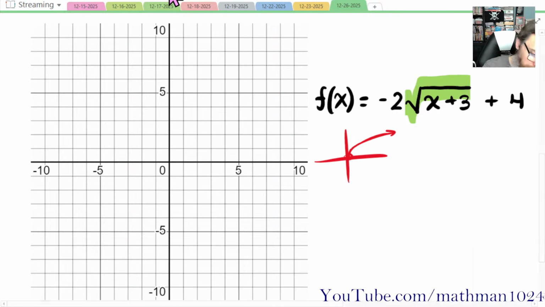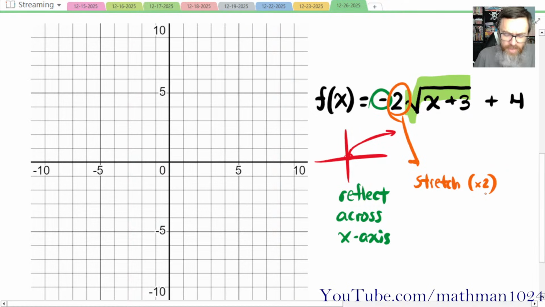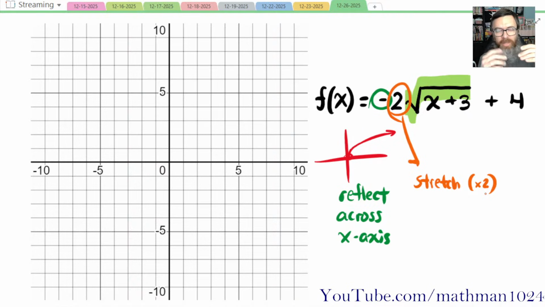Okay? This negative that's in front means that we will reflect across the x-axis. That means what typically we would say is like it turns it upside down. Okay. The 2, so let me do this. So this 2 indicates a stretch by a factor of 2. So all of the key points we would have had for the square root function, we'll now take those vertical changes and multiply them by 2. So it's going to be twice as tall.